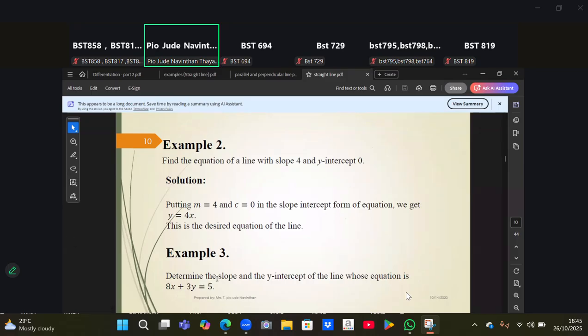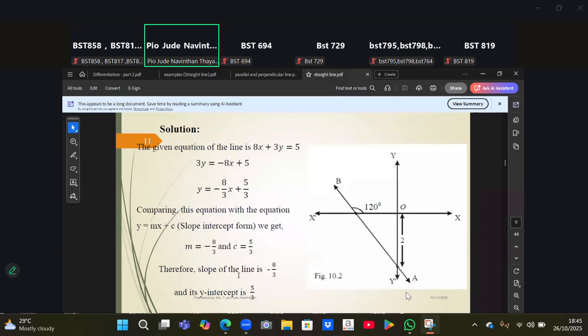But here it is 8x plus 3y plus 5 is equal to 0. So we have to change that into the format of y. This was in the first day face-to-face lecture. I called one student to do this on the board. Do you remember that? She put her bag on the lecturer's chair the next day. That girl did that one.